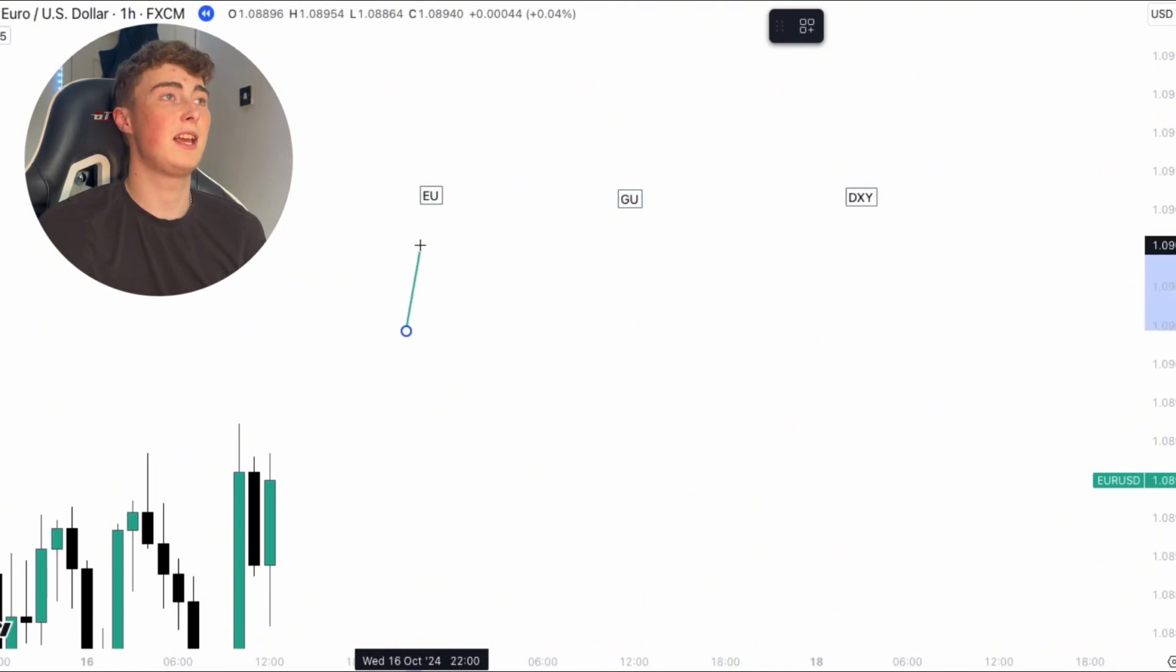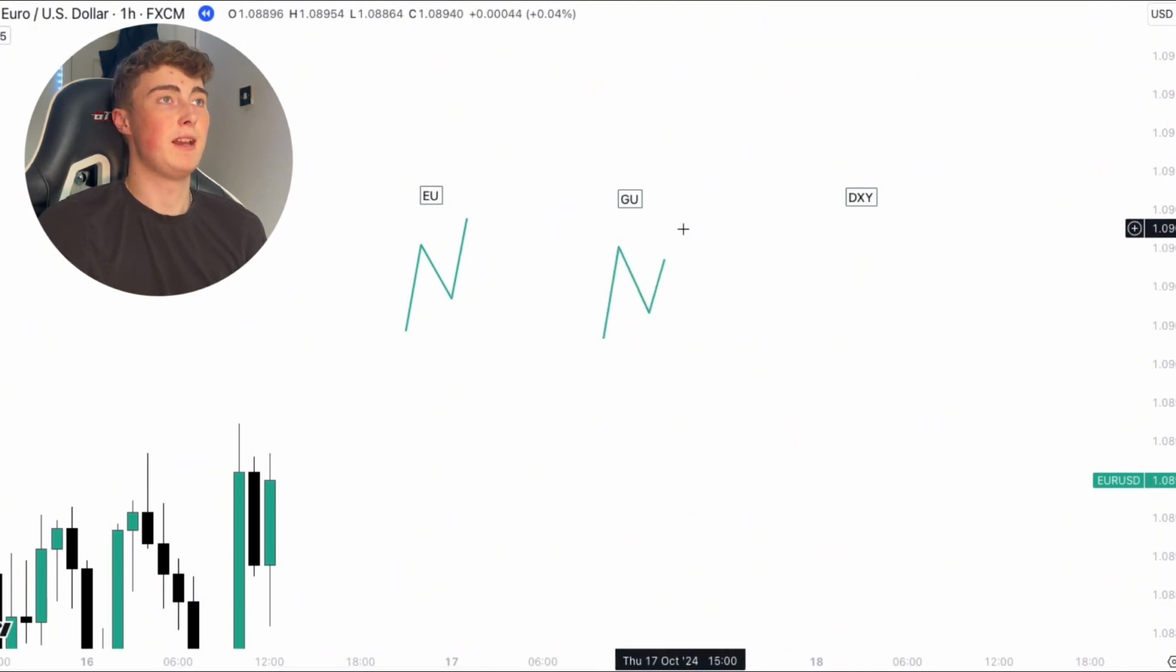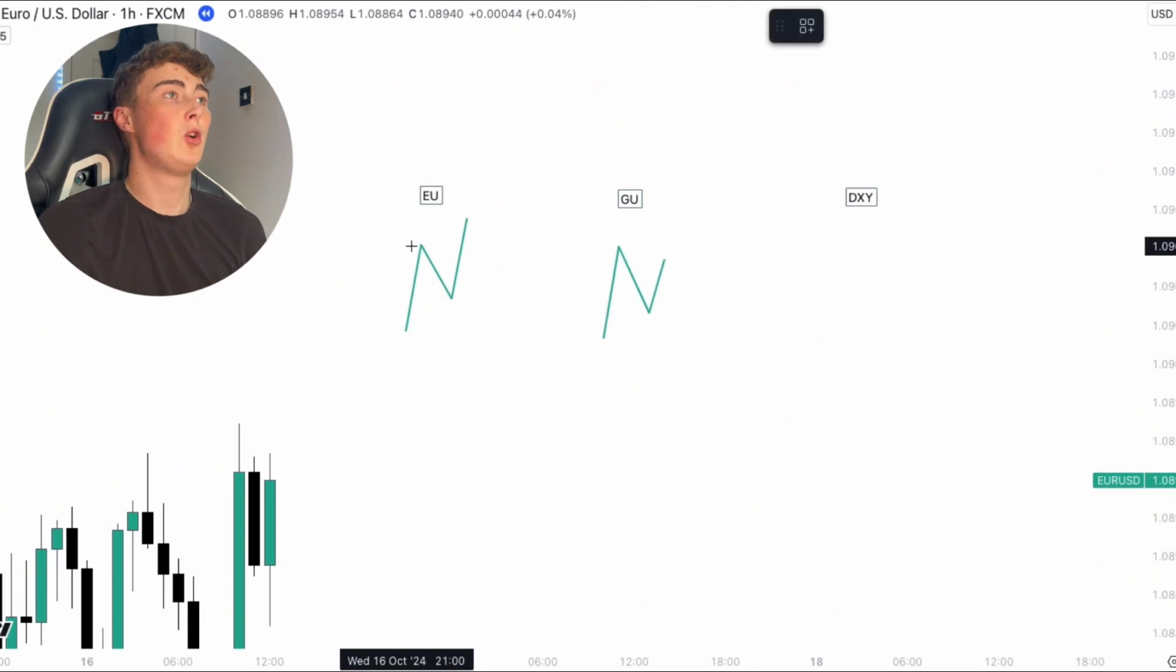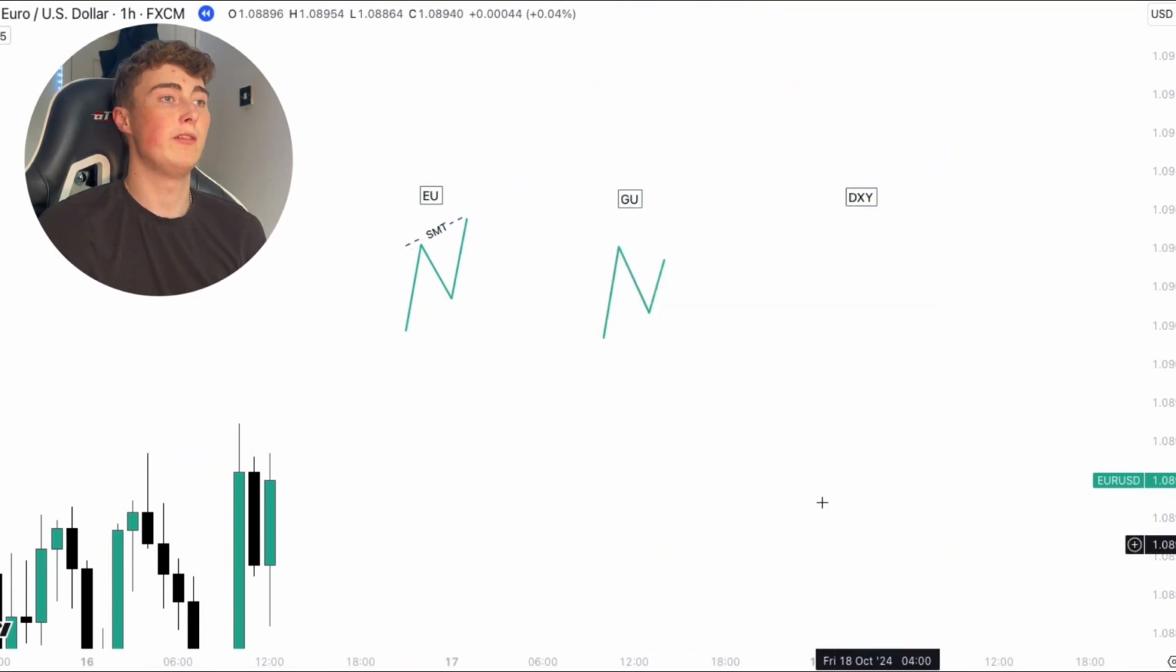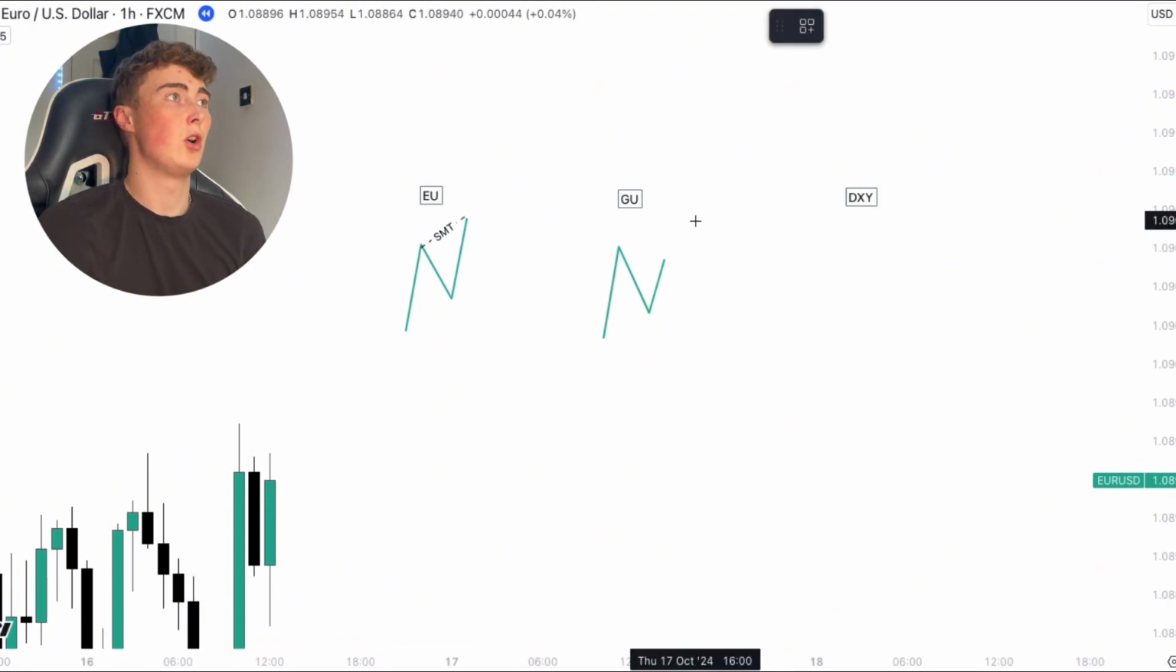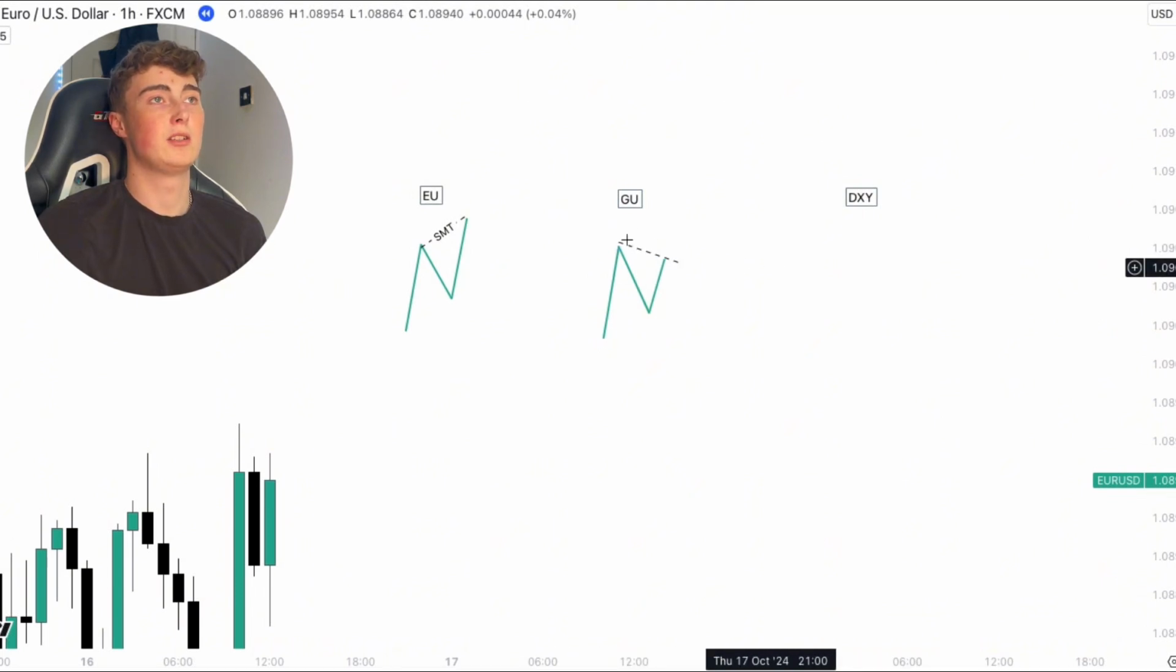So for instance, let's say that Euro USD makes a new high, right? But GBP USD fails to make that high, right? That would be called SMT divergence. Okay, and you're going to see me marking it up with these dotted lines. That's how I mark it up if you see my other content. So EU is able to make a high, and GBP USD fails to make a high.